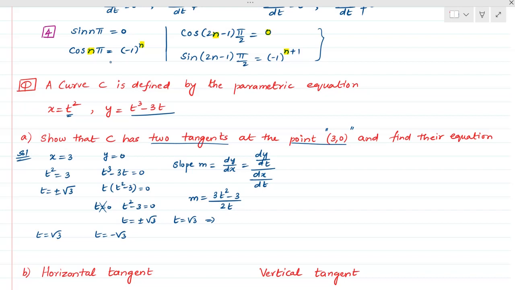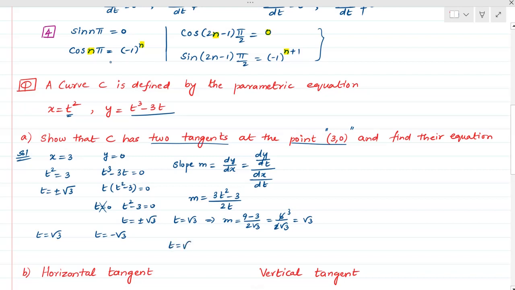So here we will take t equals root 3. I will just substitute the value. When t equals root 3, m becomes 3 times 3, which is 9, minus 3, over 2 root 3. So it is 6 over 2 root 3. If you simplify, you get 2 times root 3 times root 3 in the denominator, so if you cancel, you will get root 3. So m is equal to root 3. This is the slope when t equals root 3.